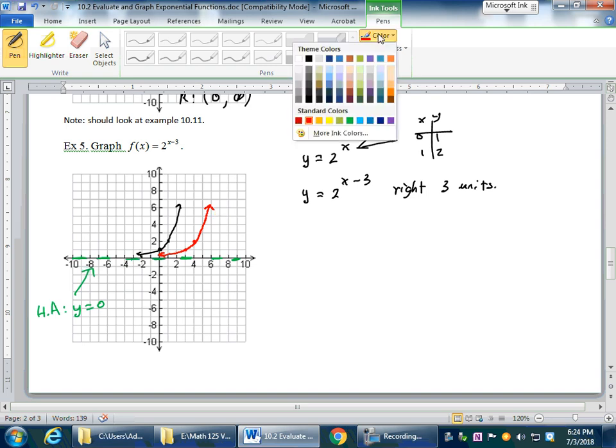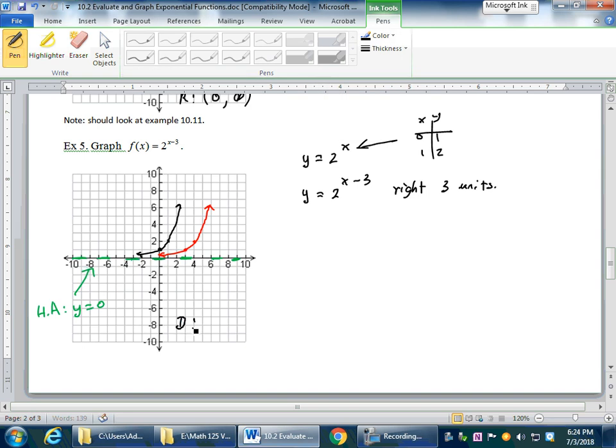Now, what is my domain in this case? Again, my domain is negative infinity to positive infinity because this is my graph, f of x. And my range will also be again 0 to positive infinity because it never touches 0 and there's no graph underneath of 0.